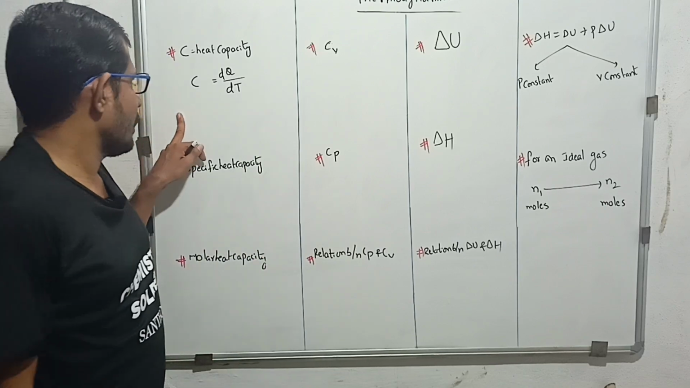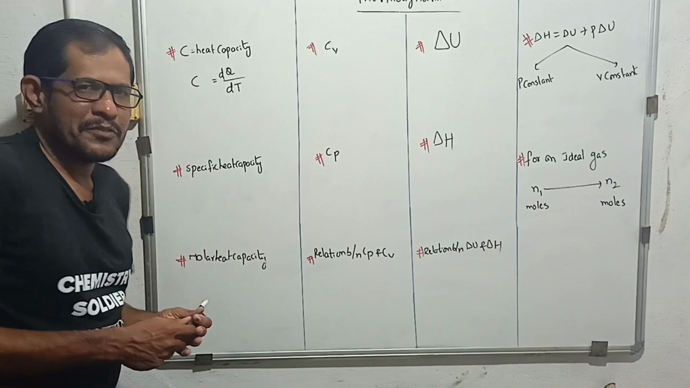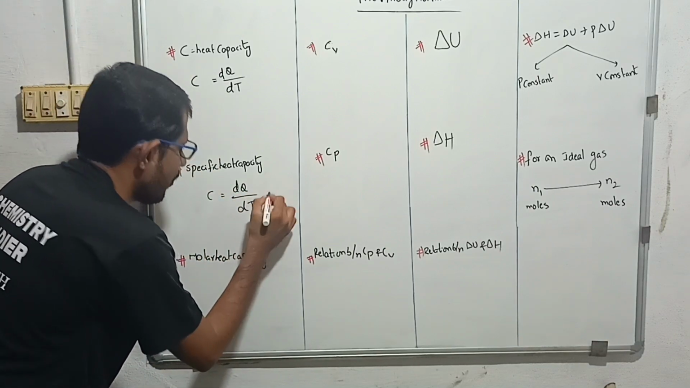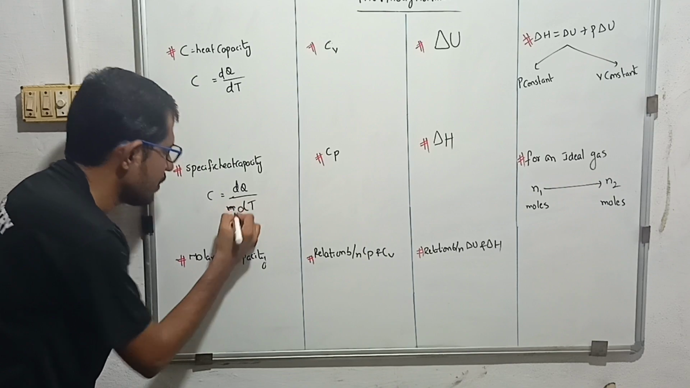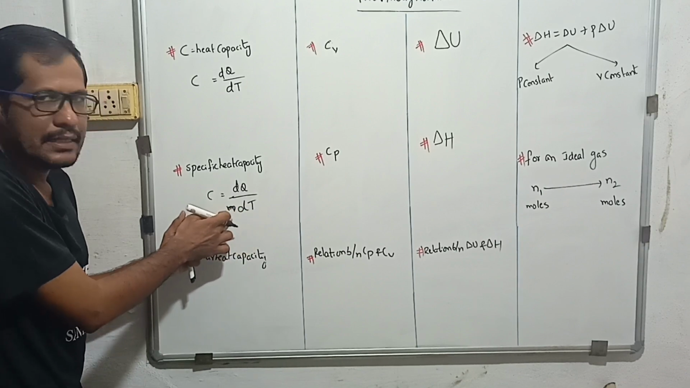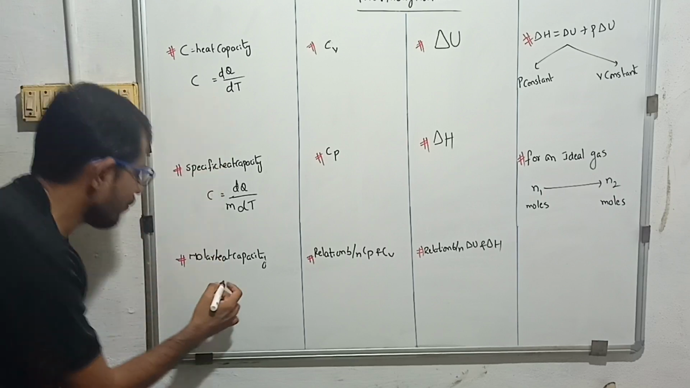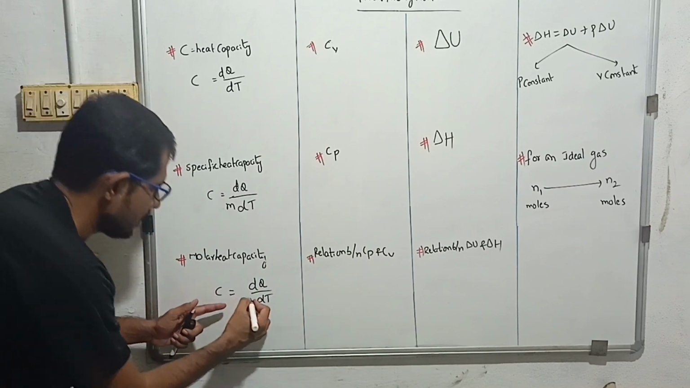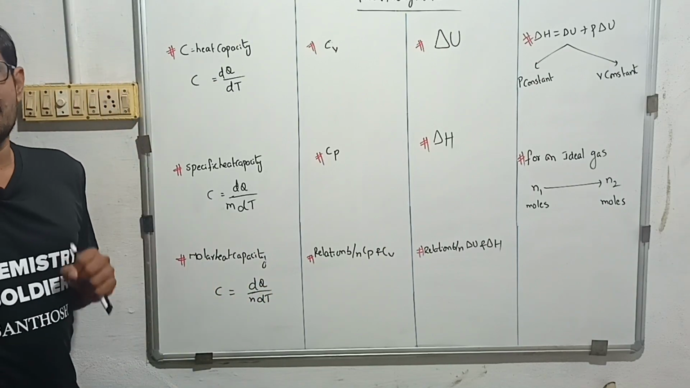Coming to specific heat capacity and molar heat capacity, it is very simple. For specific heat capacity, write the formula as it is, C equal to dQ by dT, and before dT just place m. That is specific heat capacity. Then write the formula as it is again, C equal to dQ by dT, and just place n before dT. This is called molar heat capacity.